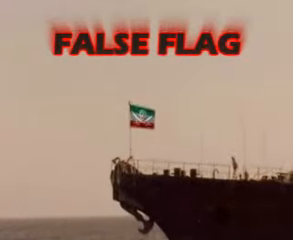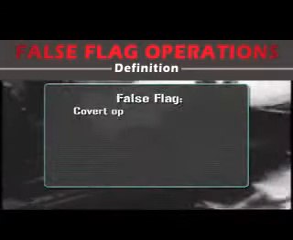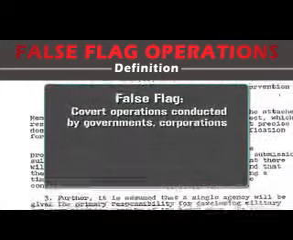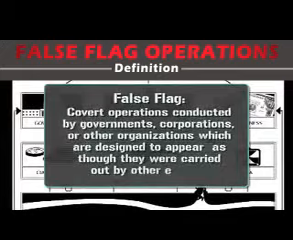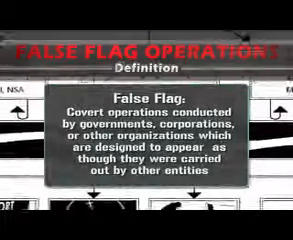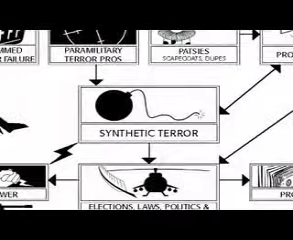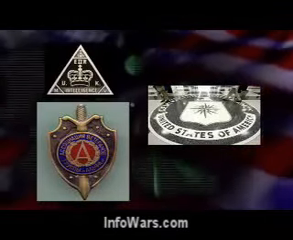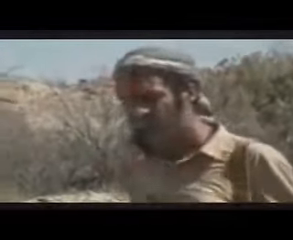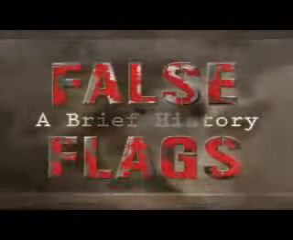What is a false flag? The encyclopedia definition reads, false flag operations are covert operations conducted by governments, corporations, or by other organizations which are designed to appear as if they were carried out by other entities. The name is derived from the military concept of flying false colors, that is, flying the flag of a country other than your own.